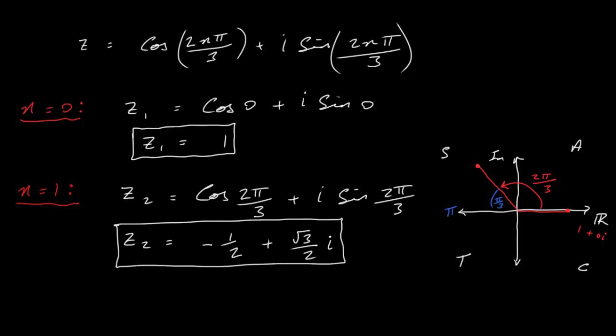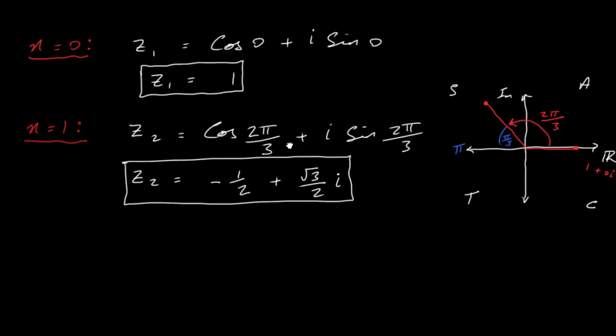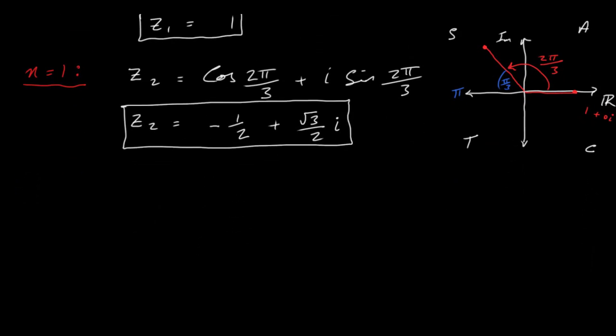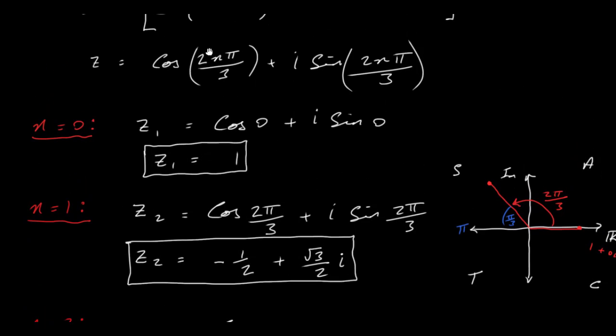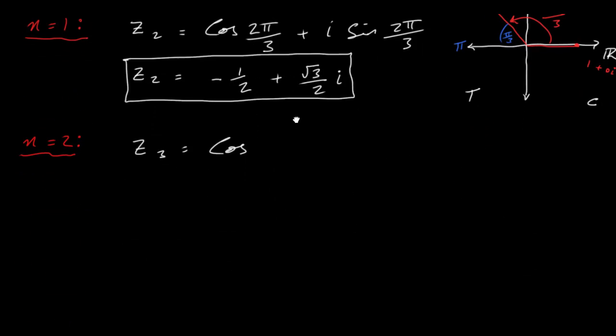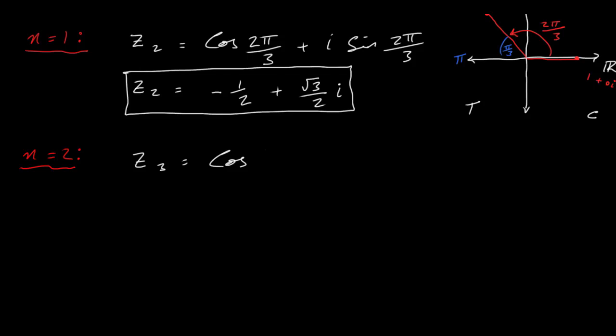We just have one more to go. So let's have a look at n is equal to 2. So n is equal to 2, and we have z3 now is going to be equal to the cosine of what? Well, let's have a look at our original expression here. We have cos 2n pi. So if n is 2 here, 2 2's are 4, so we end up with the cos of 4 pi over 3, and the same here. So the cosine of 4 pi over 3 now is what we need to look at. So it's cos 4 pi over 3 plus i sine 4 pi over 3.